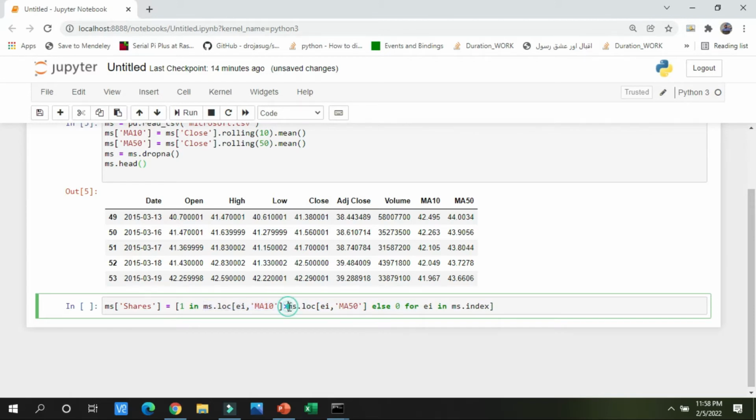If it is greater than the moving average of 50 days, in that condition it will be 1, meaning we have bought and hold one share of stock if the shares column has a value of 1, and if it has 0 it means we haven't bought the share of stock. So in simple terms, we are long the share or we are not long the share. 0 means we have done nothing, 1 means we have bought and hold the share of stock. So let us run.